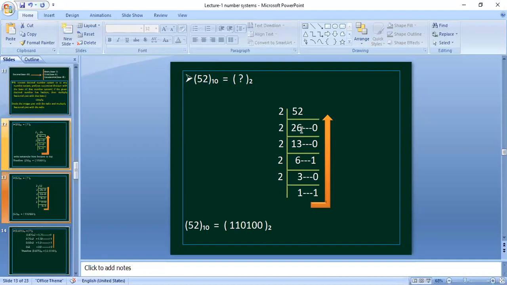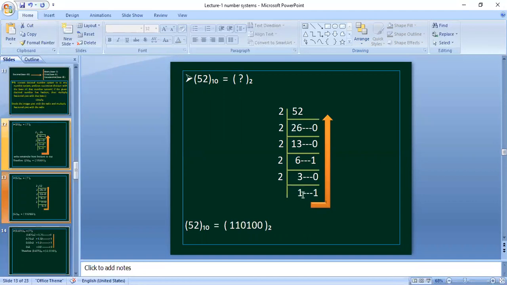So 2 26s are 52. What is the remainder here? 0. 2 13s are 26. What is the remainder here? 0. 2 6s are 12. What is the remainder here? 1. Again 2 3s are 6. What is the remainder here? 0. Again 2 1s are 2. What is the remainder here? 1. So here the result 1 is less than 2.